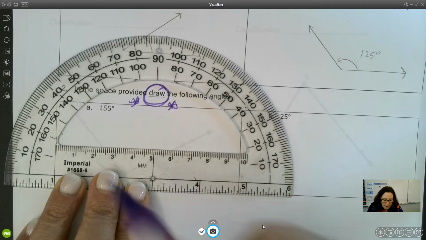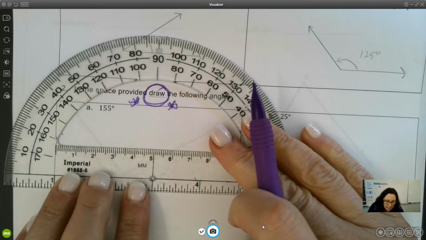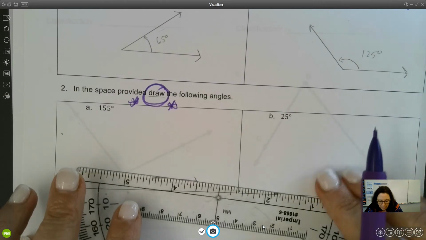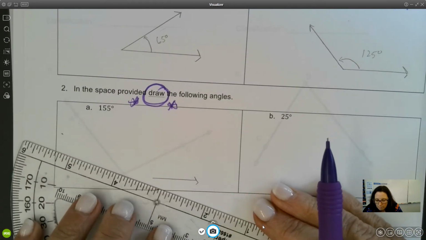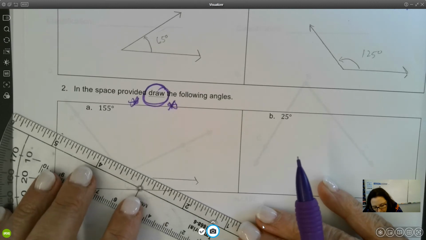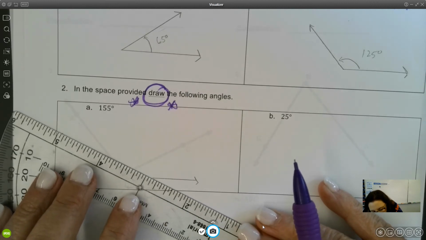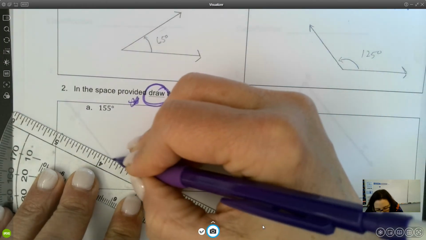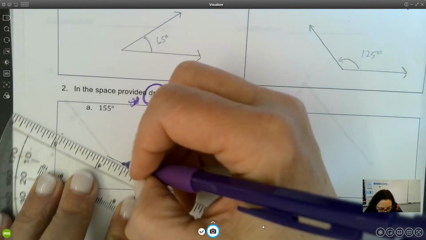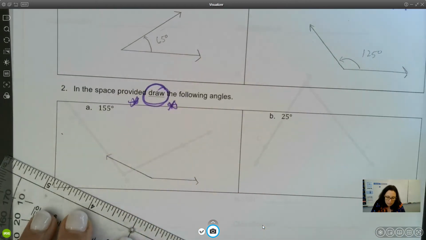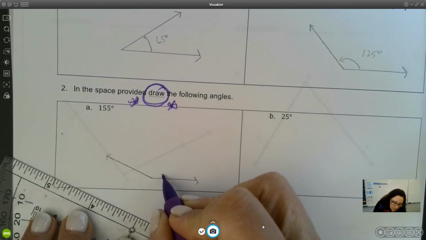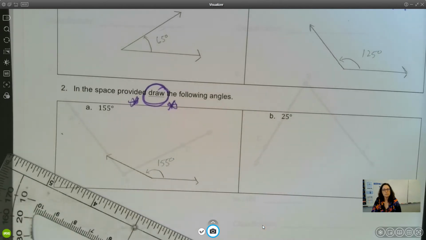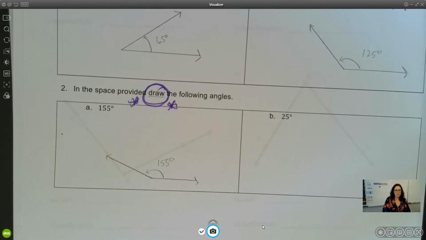As soon as I mark that, I take my protractor off and I use the straight edge to do number 4. I'm going to draw my ray through this point here. I don't have to go that far. I could go that far, but I don't have to. Just draw an arrow on it. Now step 5, label from here to here. This is 155 degrees. That's how you draw.